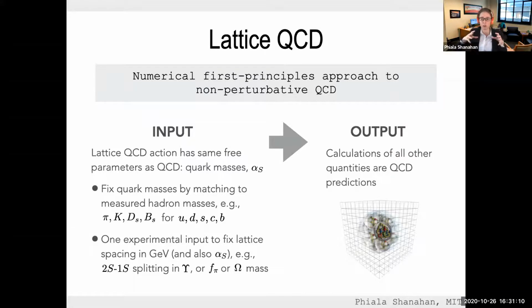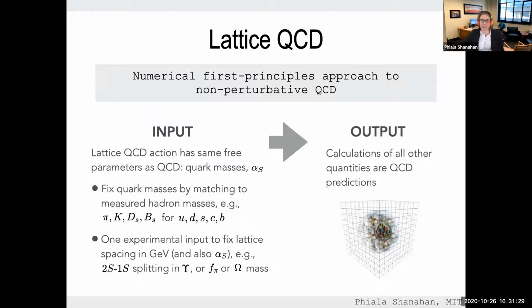Everything else that you calculate, all the way from aspects of the structure of the proton to the physics of nuclei, are predictions of the theory. There is no sense in which you're modeling a nucleus as composed of protons and neutrons. Everything else just comes out from QCD itself.